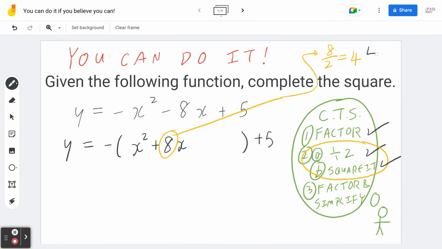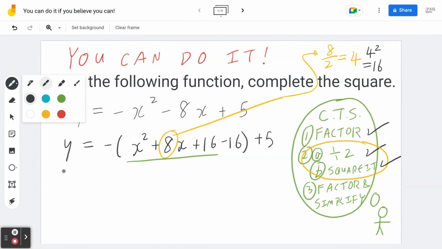And what you have to do is you're adding and you're subtracting that number. So what happens is you're essentially adding 0. You're not changing the value, but you're changing the form. When you do this correctly, you're always going to get a perfect square. So this brings you to step number 3. You're going to factor and simplify.